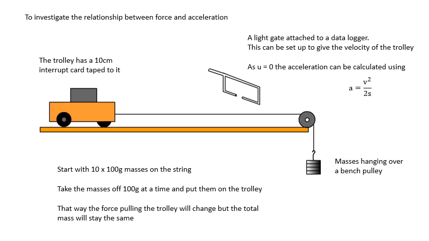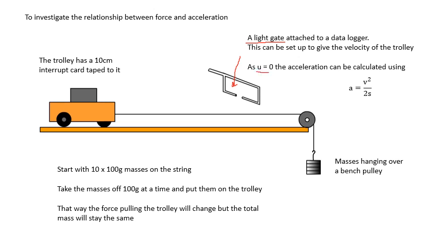So to investigate the relationship between force and acceleration, a light gate, which is what this thing here is, is attached to a data logger, and this can be set up to give the velocity of the trolley after it's traveled a certain distance.